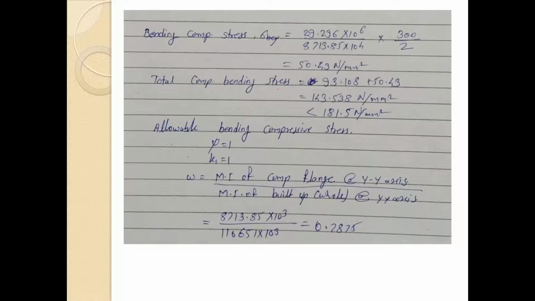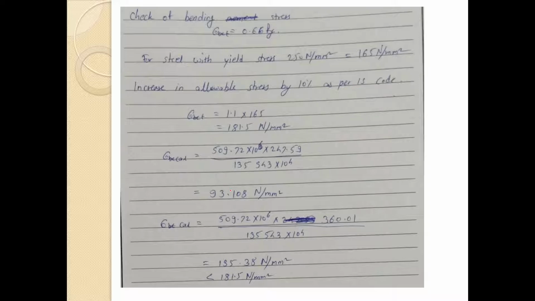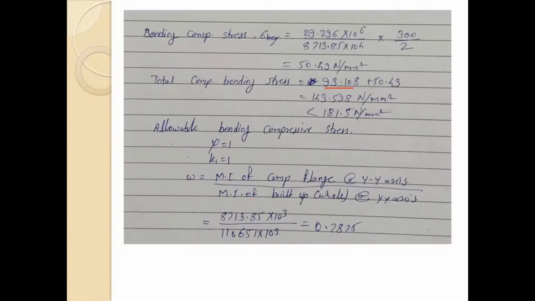Now we are adding both the compressive stresses, one because of the vertical loads and second because of the lateral force, so that becomes 143.538, which is lesser than 181.5, so hence it is okay. Now we have to calculate the allowable bending compressive stress, because in the IS code it has been mentioned how to calculate this allowable bending stress. For that we need to find some factors that we'll see in this particular IS code.